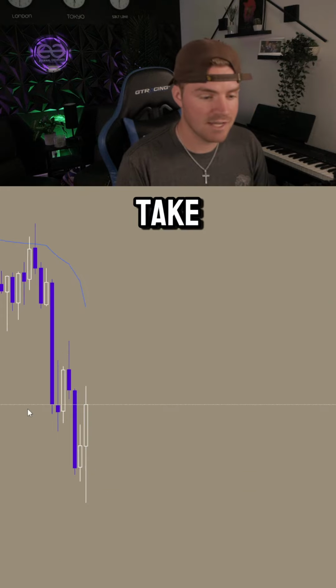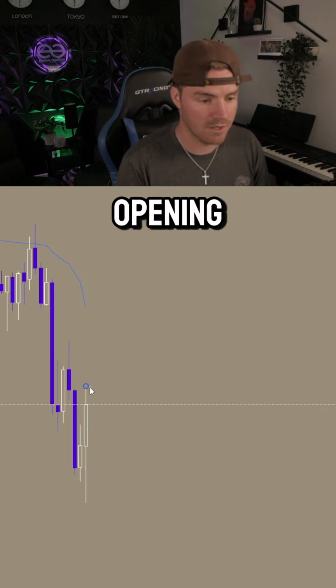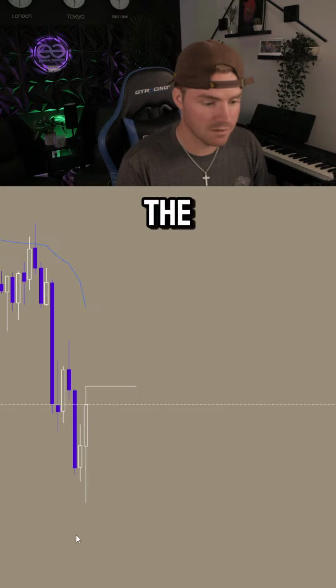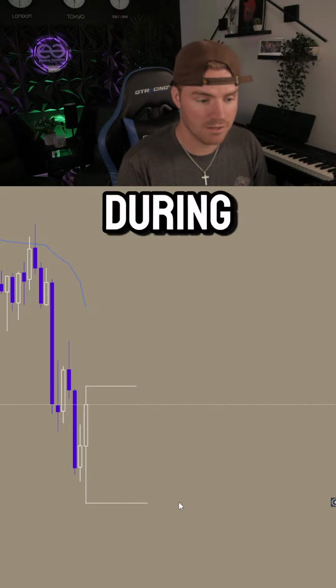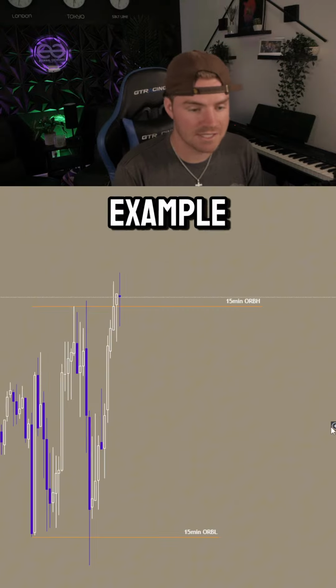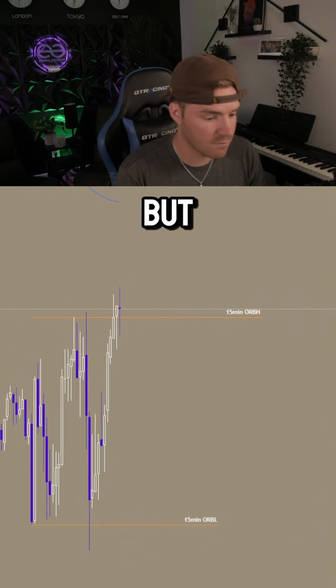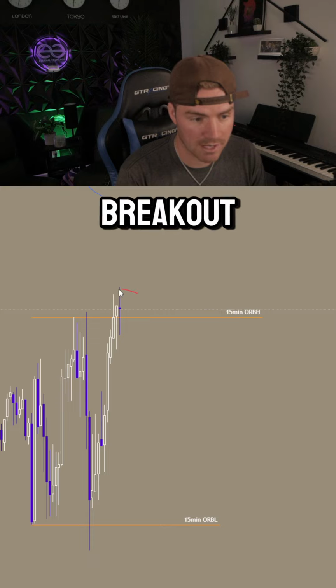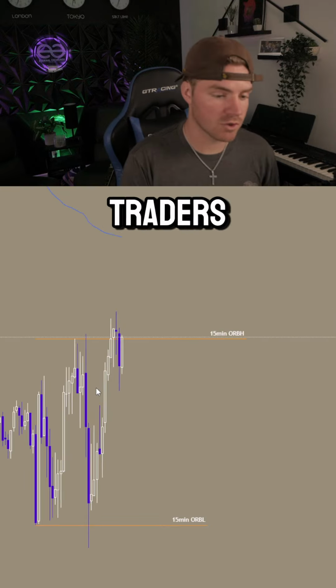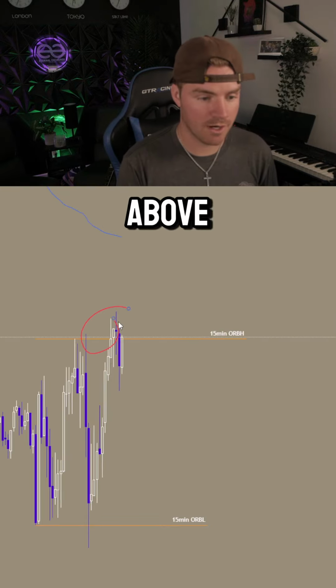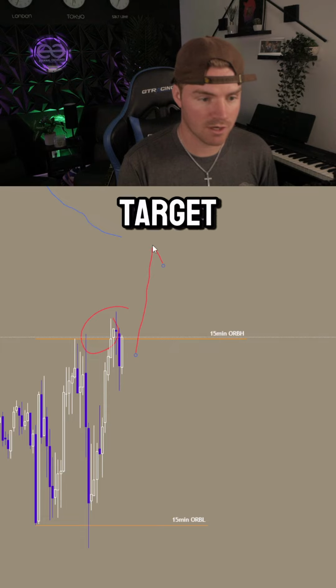As you might know, I take most of my trades based around the 15-minute opening range breakout. Right here, you can see me charting out the first 15-minute candle of market open during the New York AM session. So in this example, you can see in the first 30 minutes of market open, we don't break out of the opening range. But finally up here, we see an opening range breakout to the upside. So what most ORB traders are doing at this point is waiting for that break above, and then they're taking their long position, trying to target buy-side liquidity.